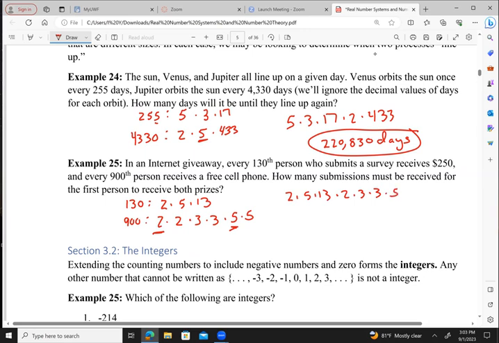Now multiply them out. 2 times 5 times 13 times 2 times 3 times 3 times 5. And get 11,700 customers. It would be the first one to get both. So that finishes up section 3.1.